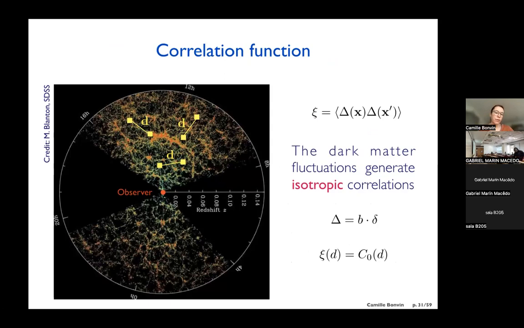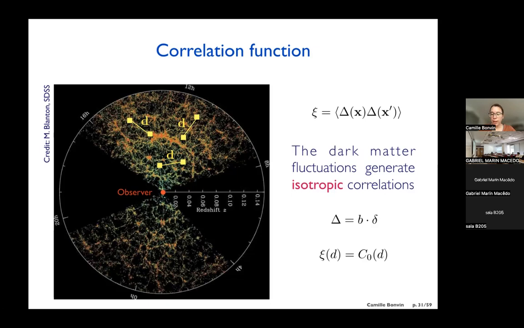So once we have a map of galaxies like this one, what we usually do is to correlate pixels. So we measure the correlation of delta in different pixels, and then we average over all the pixels that we have in the sky. If there were only the density contribution in delta, the correlation function would be very simple because it would be completely isotropic. So it would depend only on the separation between the galaxies, which I call D, but not on the orientation of the pair.